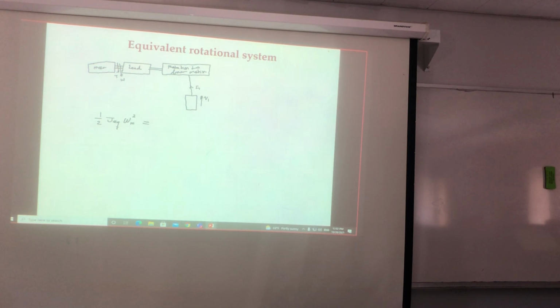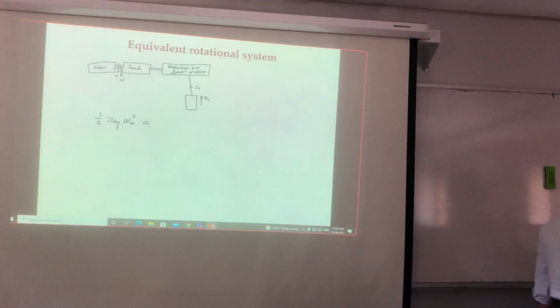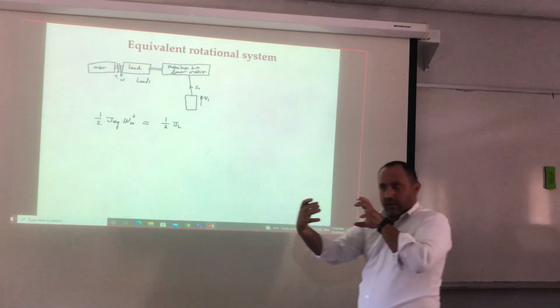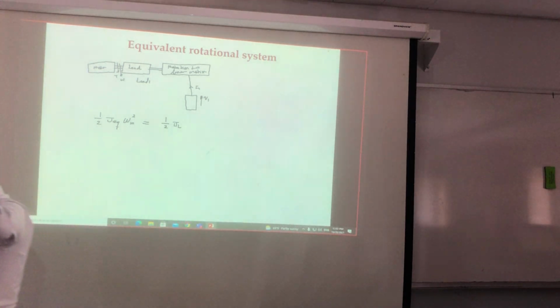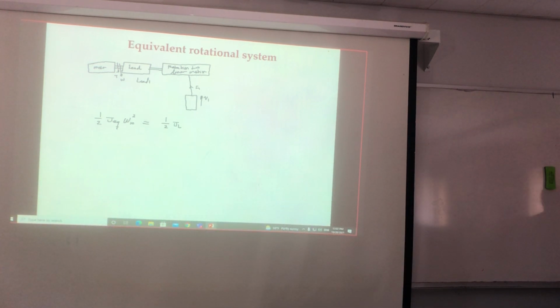Here I have two systems. The first one is rotating. The second one is translating. So the kinetic energy for the first load is 1/2 J load, and this one is direct coupled. There's no gearbox in between, so the shaft will rotate at the same speed as the motor. So this will be omega m squared.